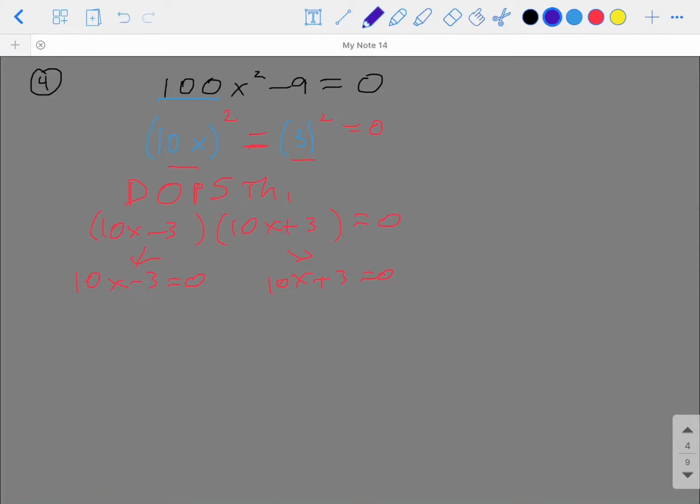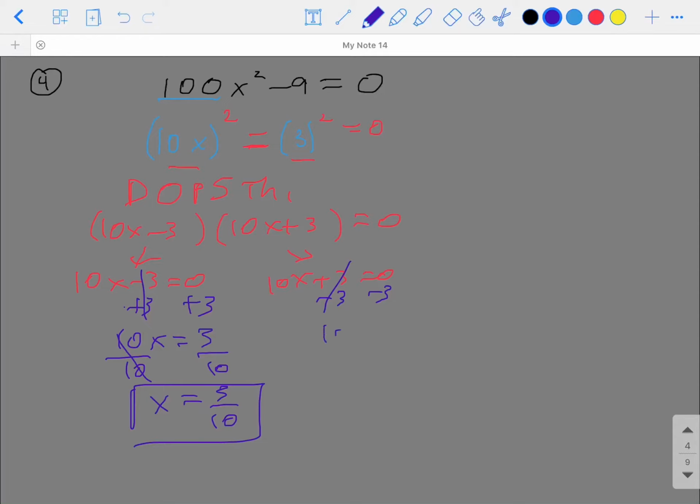Simple algebra from here, so I'm going to add 3 to both sides. 10x is equal to 3, and we're going to divide by 10 on both sides. x is equal to 3/10. So that's one answer. For this, I'm going to subtract 3 from both sides. 10x is equal to negative 3, and I'm going to divide by 10 on both sides. x is equal to negative 3/10.